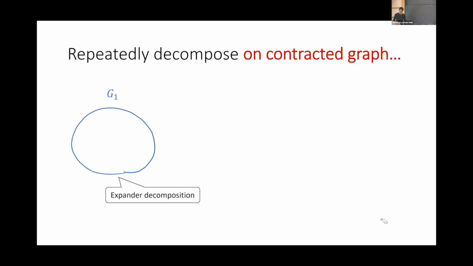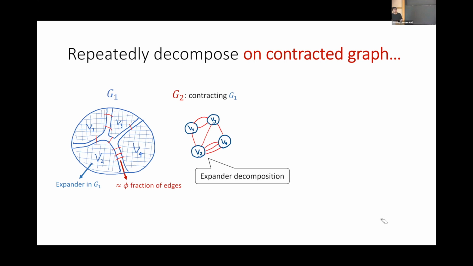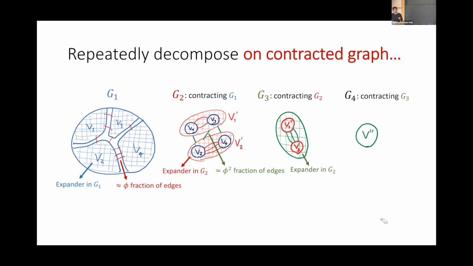So imagine one natural way to get some hierarchical decomposition of a graph from the expander decomposition. You start with the graph, decompose it, and now contract each of the expanders into one node. You get a contracted graph G2, and now repeat. Decompose it, get clusters and contract, and keep doing this until there are no edges in the graph.